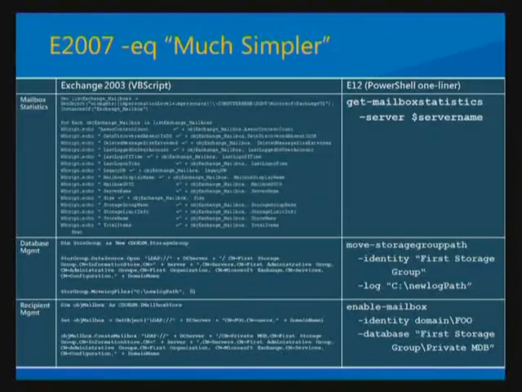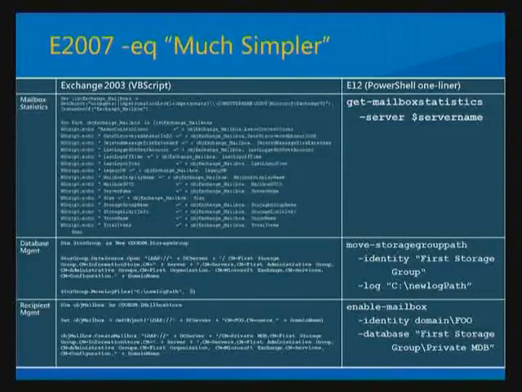In 2007, our PowerShell one-liner: get-mailboxstatistics. Maybe target it to a server if you're not already sitting on the server. Now, side by side, it's obvious that the 2007 implementation is easier to use. But what's cool is that it's actually a lot more powerful, too, because remember, I said we get objects back. We don't get strings back.